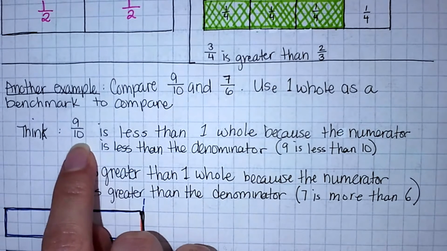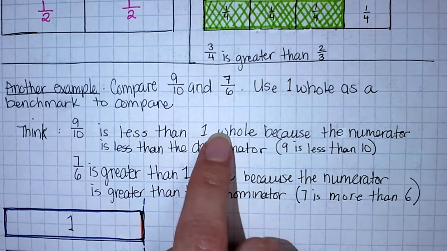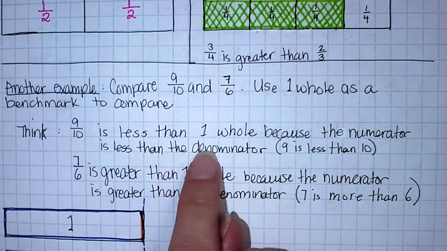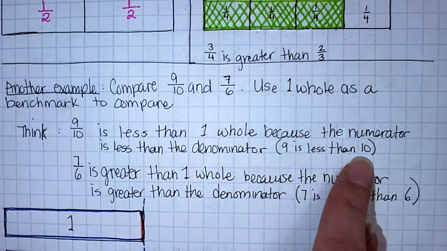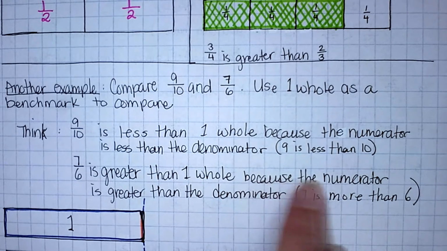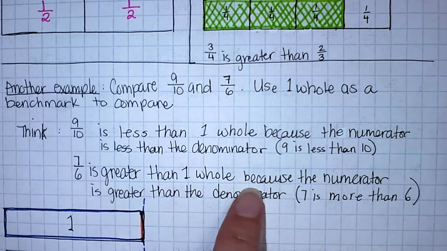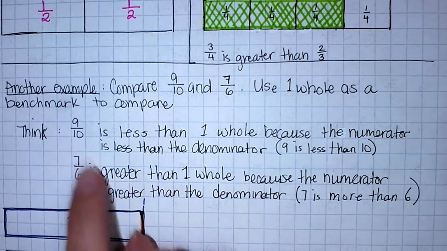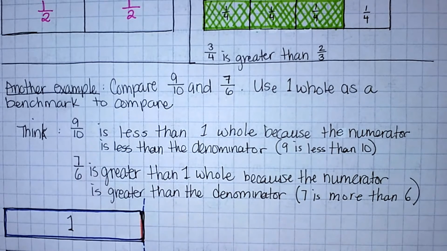So stop and think. 9/10 is less than one whole because the numerator is less than the denominator. 9 is less than 10. 7/6 is greater than one whole because the numerator is greater than the denominator, because the 7 over here is bigger than the 6. That means it's more than one whole.